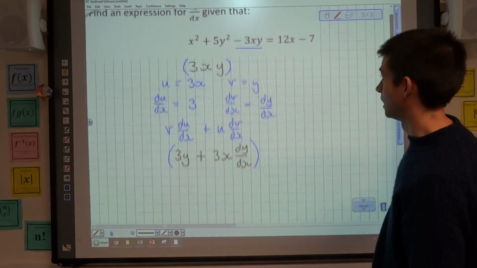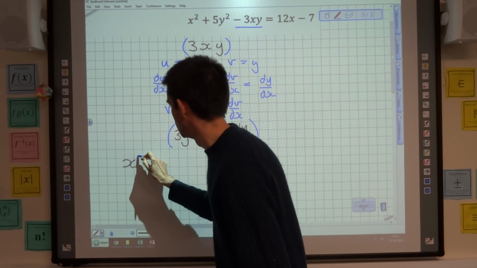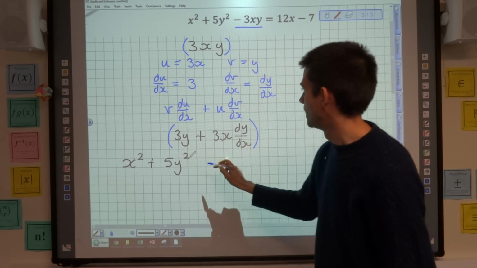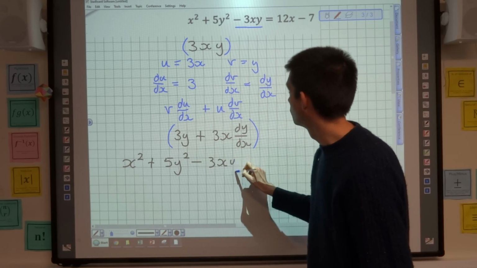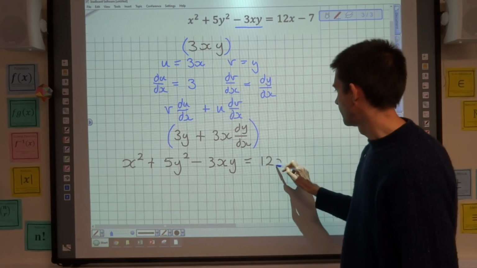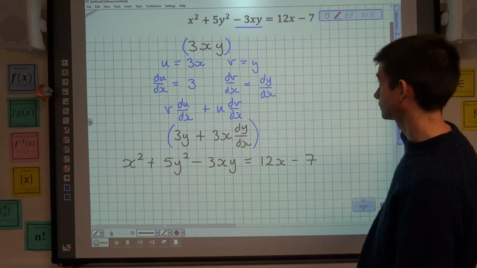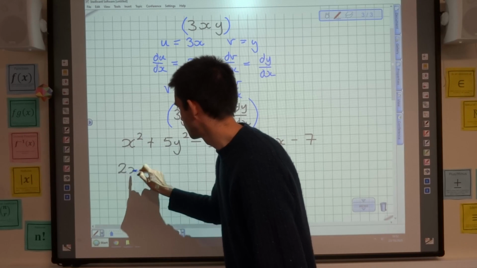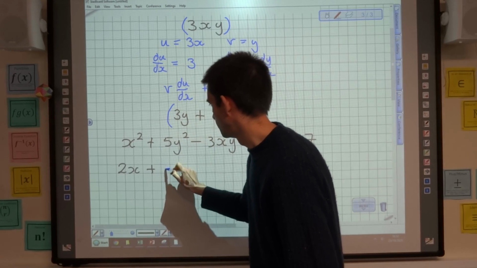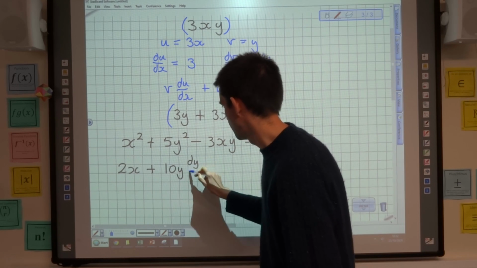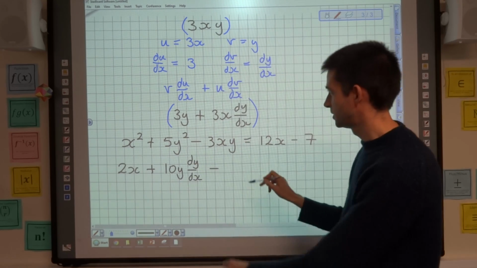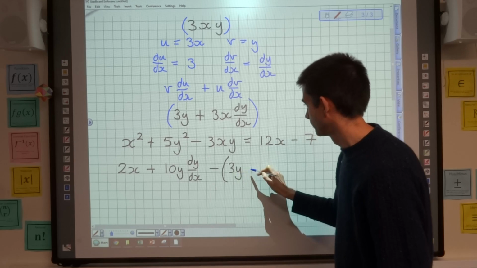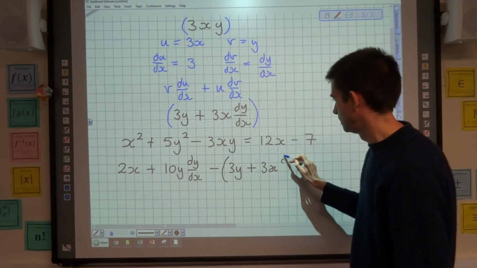So that there has just differentiated the 3xy part of this expression. So what I'm now going to do is I'm just going to rewrite the original expression and differentiate it a term at a time, incorporating that product rule. So x squared plus 5y squared minus 3xy equals 12x minus 7. Okay, so differentiating a term at a time. x squared will differentiate to 2x. 5y squared will differentiate to 10y dy dx. Minus, now we've established that this 3xy term will differentiate to this, so I'm going to put that in a bracket, 3y plus 3x dy dx.